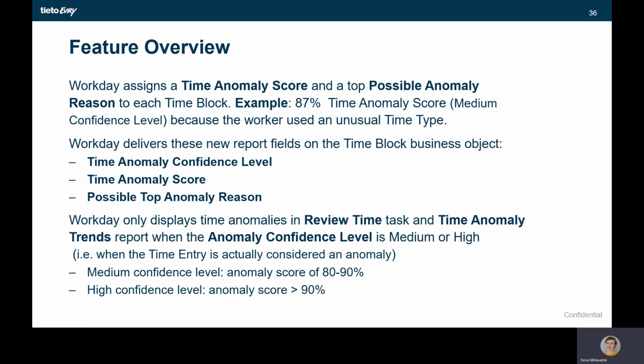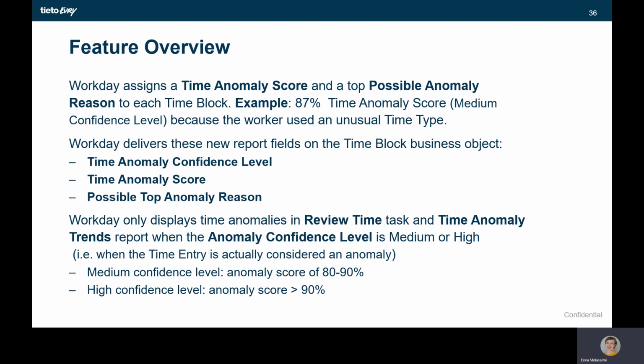Once you enable this, Workday assigns a time anomaly score and a top possible anomaly reason to each of the time blocks created. As an example, there's a time block that has received a time anomaly score of 87%, which matched a medium confidence level, because the worker has chosen a very unusual time type compared to their previous time entries. There are 3 new report fields on the time block business object: the anomaly confidence level, the score, and the possible anomaly reason.